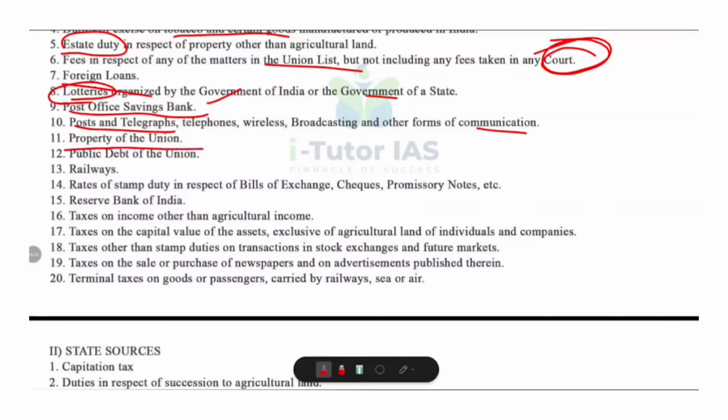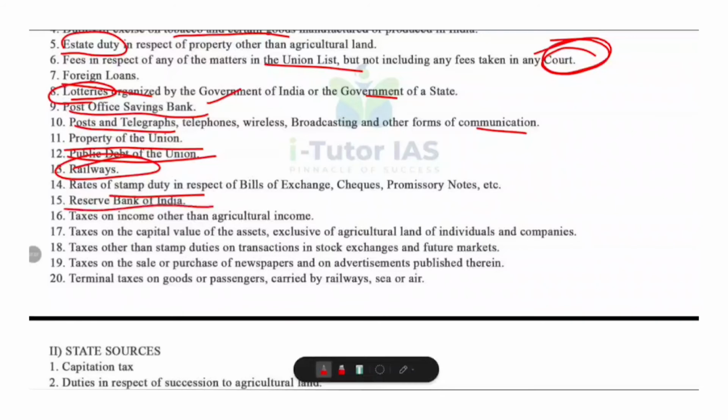Then property of the union, that is income from union owned properties. Public debt of the union, that is borrowings made by the central government, both internal and external. Then railways, all revenue earned from Indian railways. Okay. Then stamp duty on certain instruments, like rates of stamp duty on bill of exchange, check, promissory note, transfer of shares and other negotiable instruments.